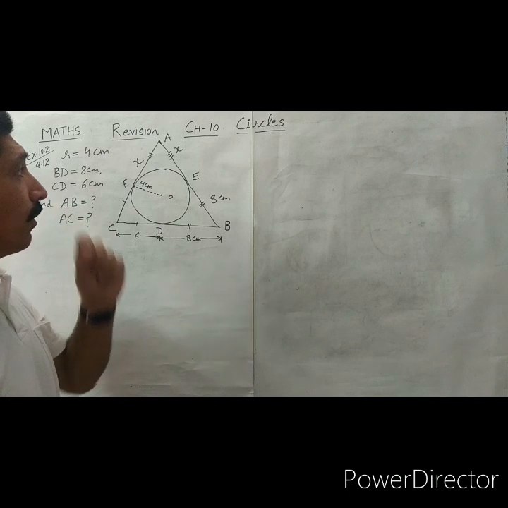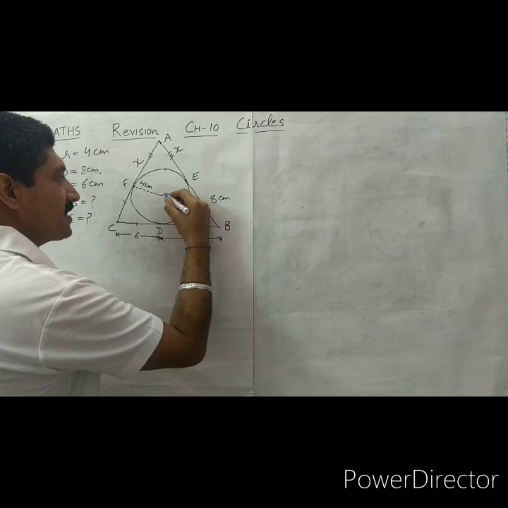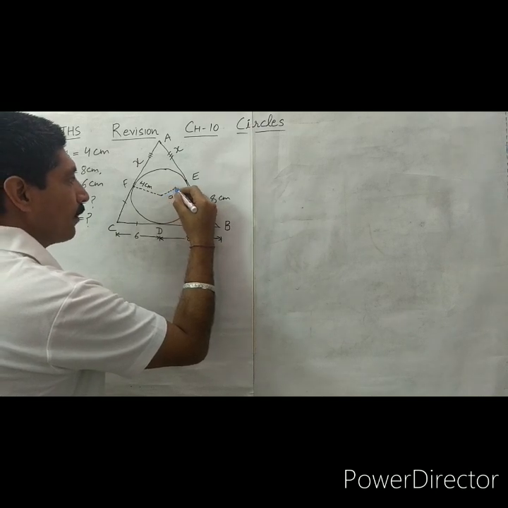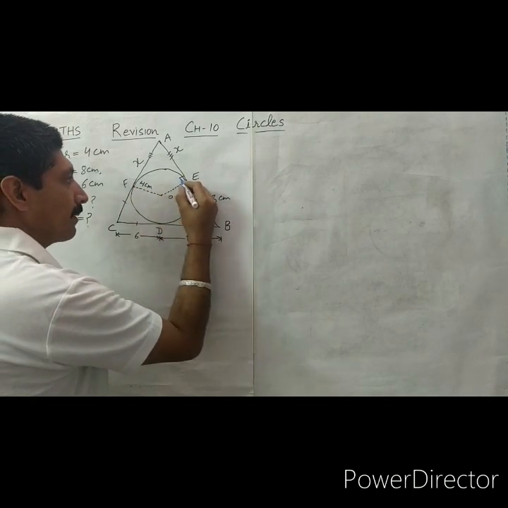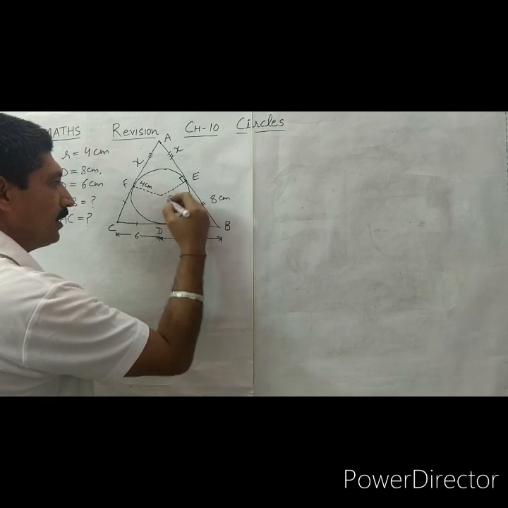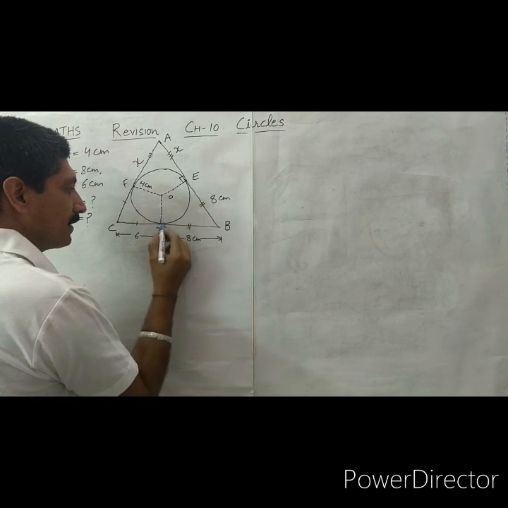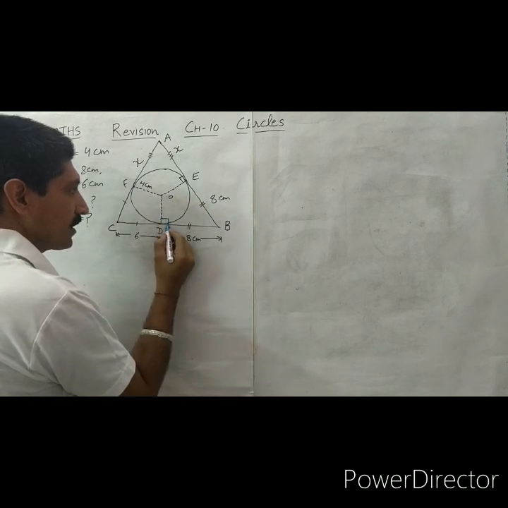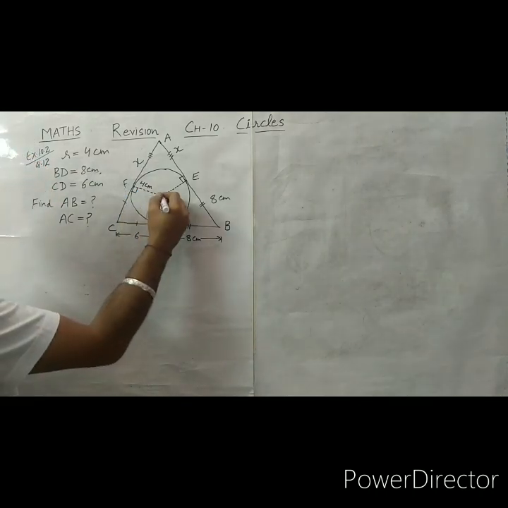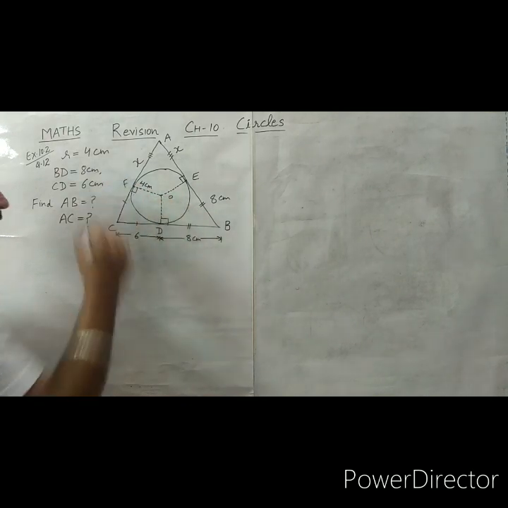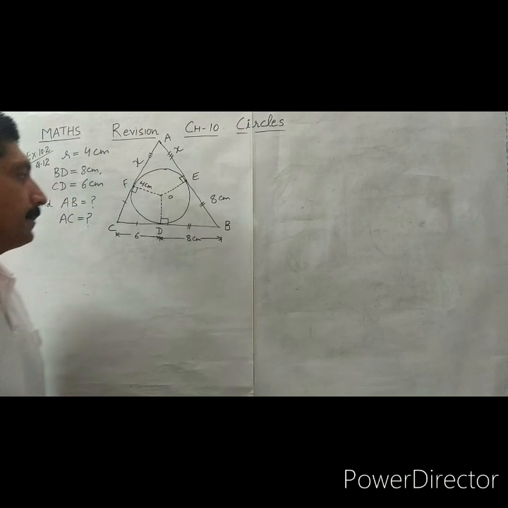So first of all, we join all these radii to the points of contact, and we know all are making 90 degrees, perpendicular. This is the property of the tangent. So all these angles are 90 degrees here. From center O, OD, OE and OF are the altitudes on the various sides of the triangle ABC.